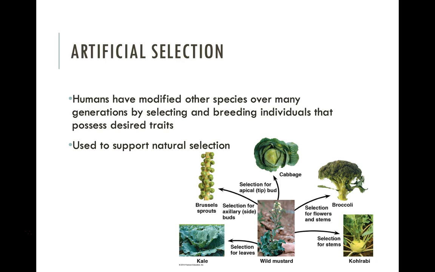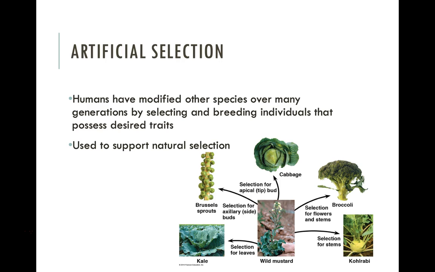So his idea was that, hey, humans have been selecting agricultural traits and pet traits for a really long time and breeding organisms specifically for those traits. And so he proposed that actually this was the way that natural selection worked as well, but it wasn't humans directing the traits. So we have an example here of an artificial selection situation.